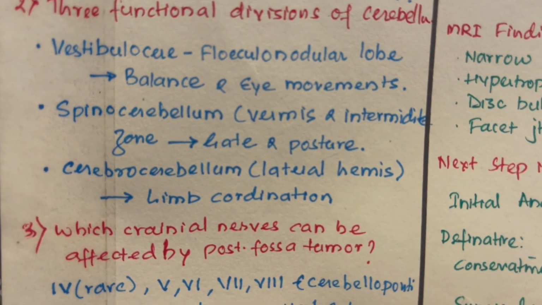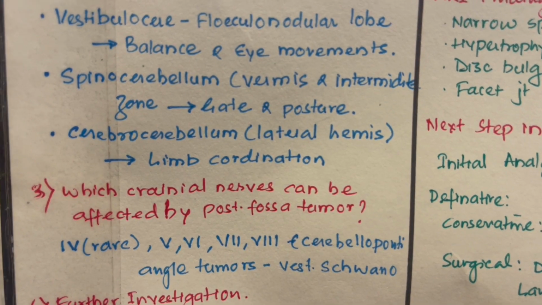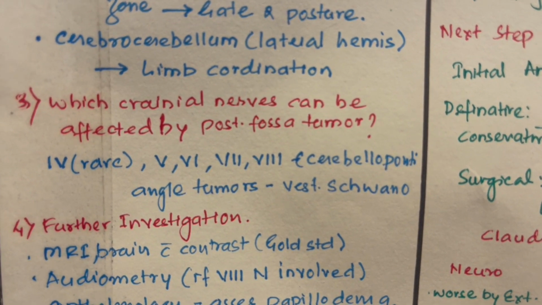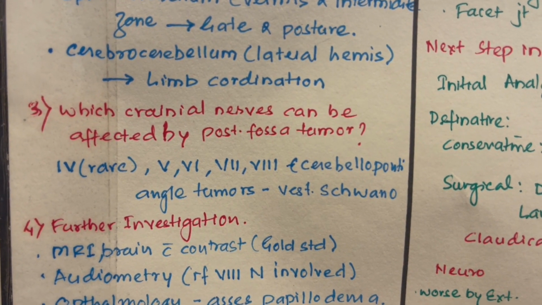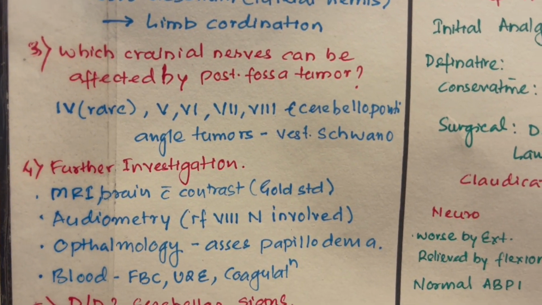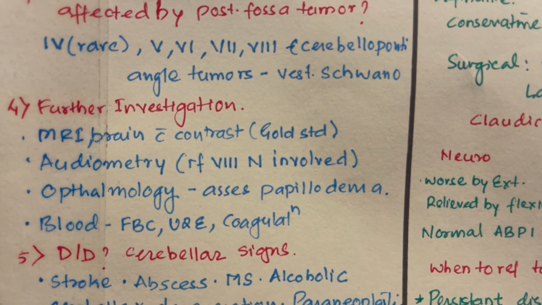Which cranial nerves can be affected by posterior fossa tumors? Here it involves 4, 5, 6, 7, 8. So cerebellopontine angle, vestibular. Further investigation: MRI of the brain with contrast, and audiometry if the eighth nerve is involved, ophthalmoplegia, papilledema, blood tests, full blood count, urea, electrolytes and coagulation.